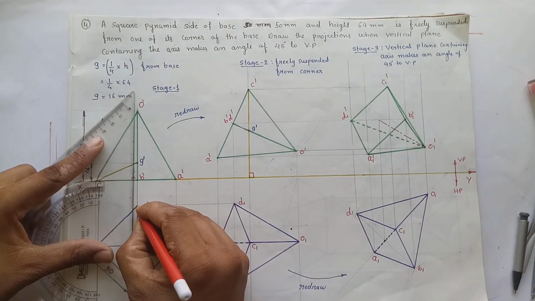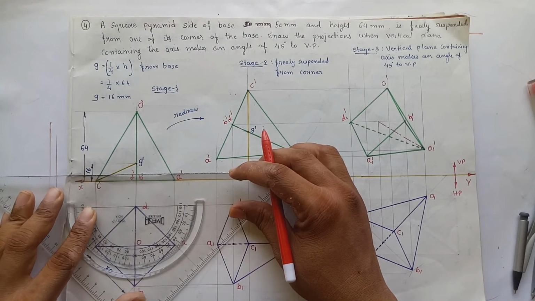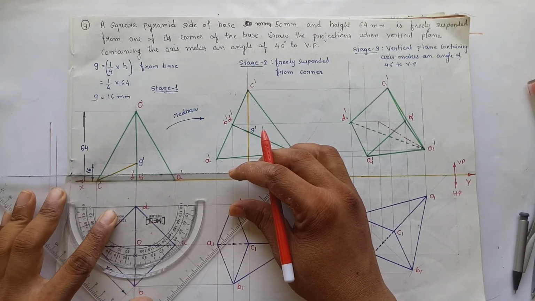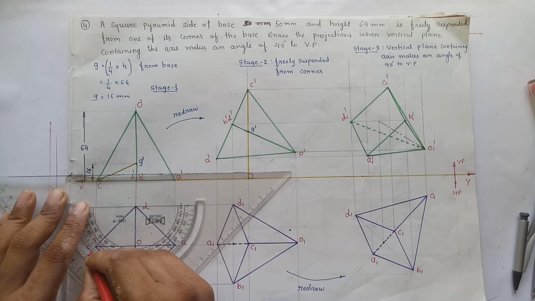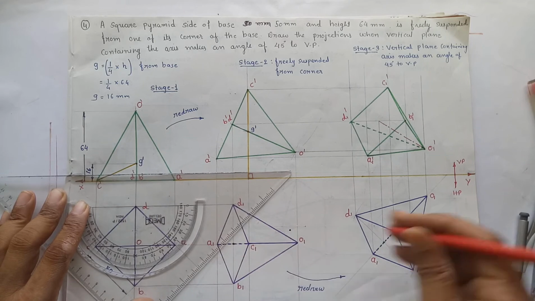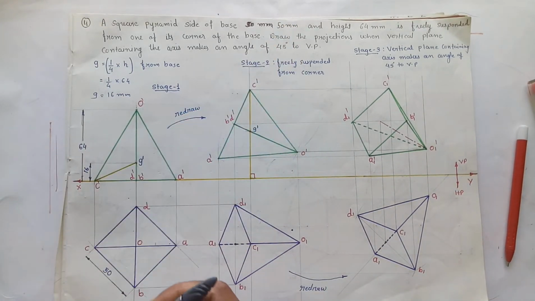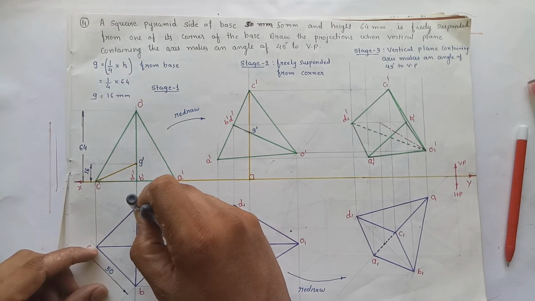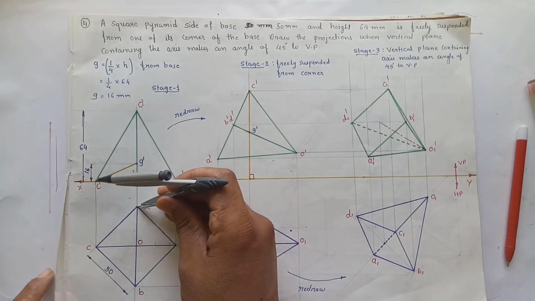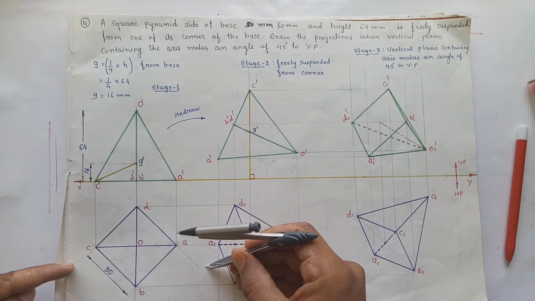Then after, mark this point D. Measure the angle of 45 degrees from this line, 45 degrees from this line. Draw two lines. Then the base is 50 mm, so measure 50 mm on the rounder. So this is 50 mm. We have marked the D. Give an arc on these two lines, the 45 degree lines.